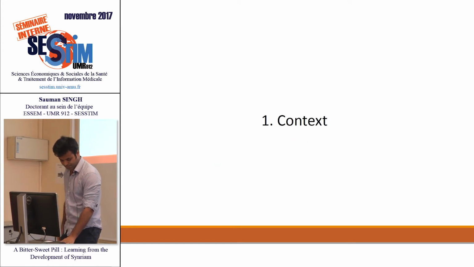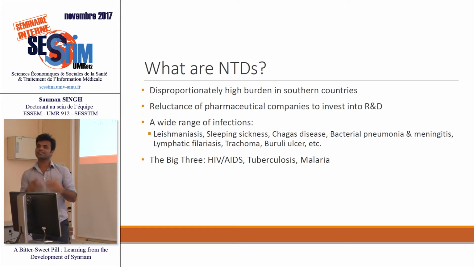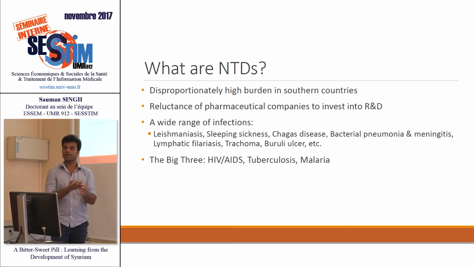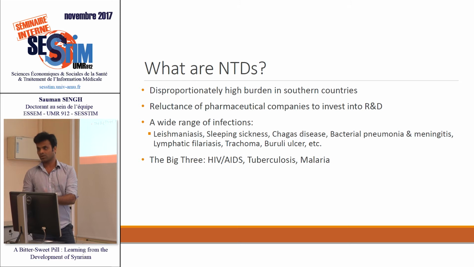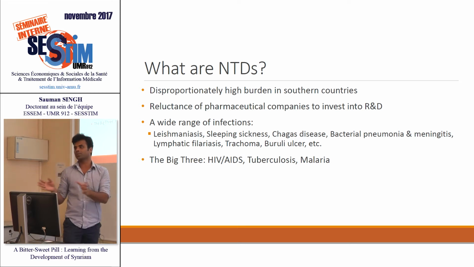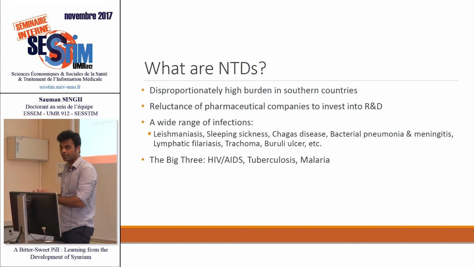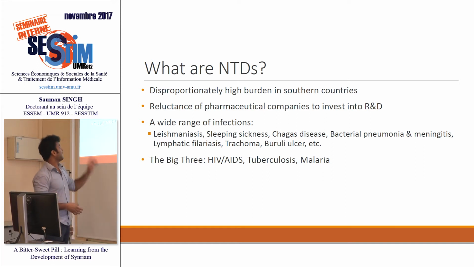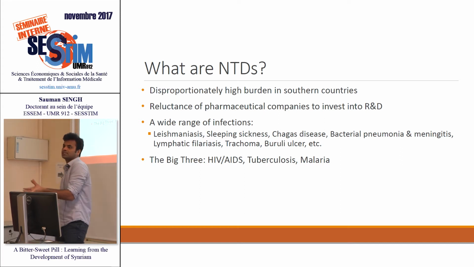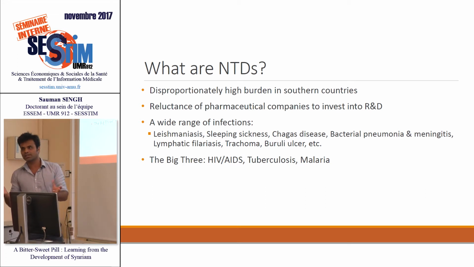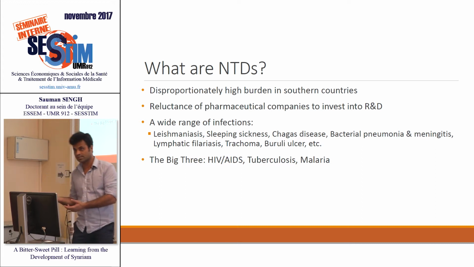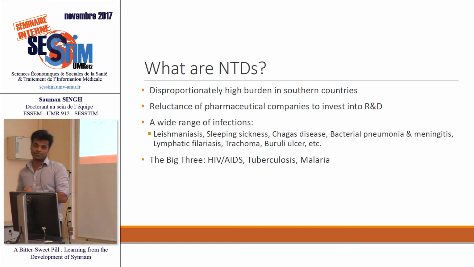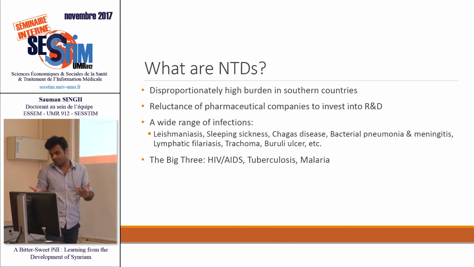Okay, so let's start. Context. What are these entities? As it says, neglected tropical diseases. They are neglected and they are tropical, in the sense that the burden of these diseases is disproportionately high in developing countries, in the global south: Asia, Africa, and Latin America. And they are neglected. Neglected by whom? Neglected by pharmaceutical companies, because this is a very small market. A small market in the sense that it is small in terms of profits, because patients are poor and governments are resource constrained. So it is not very lucrative for business.